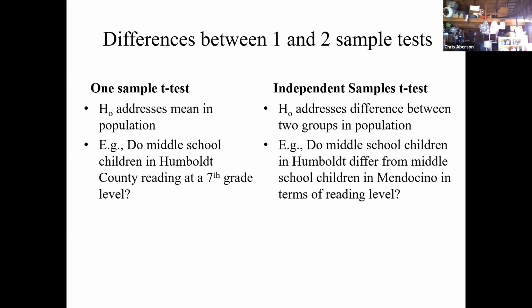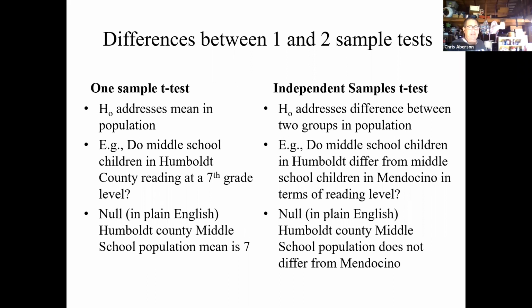So typical questions we might ask: do middle school children in Humboldt read at a 7th grade level? Whereas a typical question with an independent samples t-test would be something like, do middle school students in Humboldt differ in their reading level from middle school students in Mendocino? Again, those are independent groups. They're none of the same students because they go to school in different places. So in plain English, for the one sample test, the null hypothesis is that the Humboldt County middle school population mean is 7. For the independent samples t-test, the null is that the Humboldt County middle school population does not differ from Mendocino.